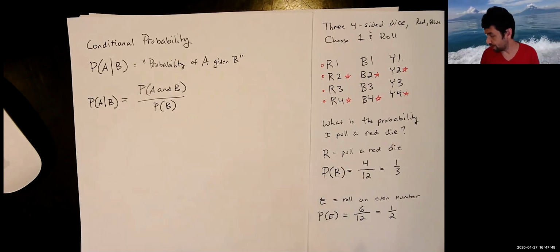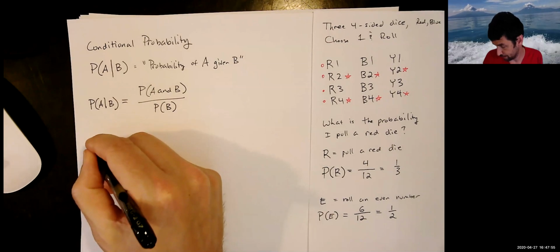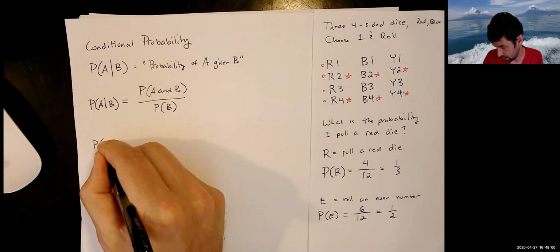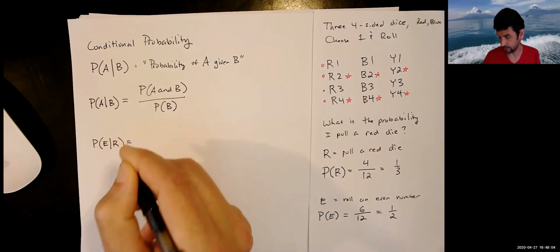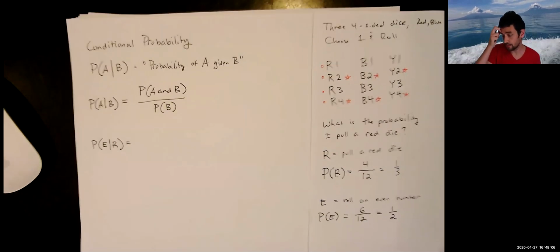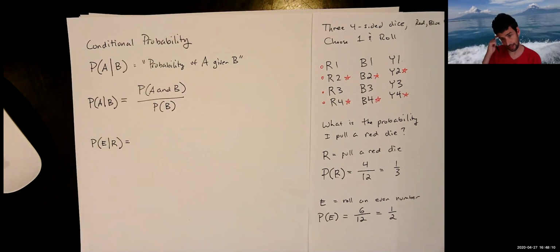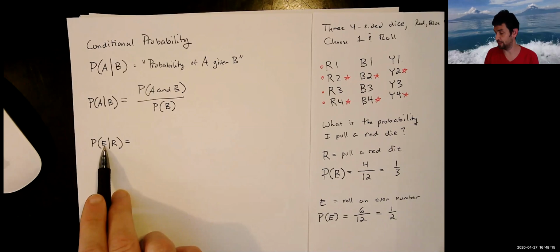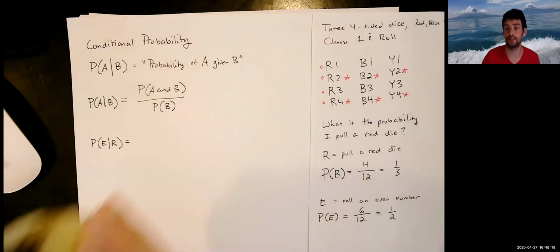So let's do this with these two events just to see how it works. So first of all, I'll just do the probability of E given R. Okay. So in this case, let's think about what this is saying. This is the probability of rolling an even number given I pulled a red die. Okay.